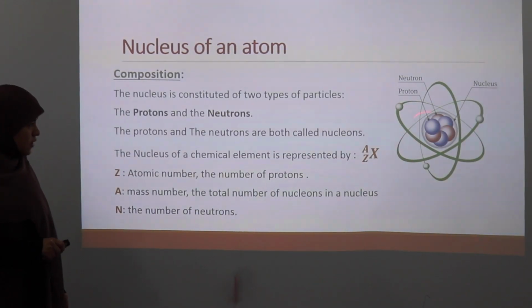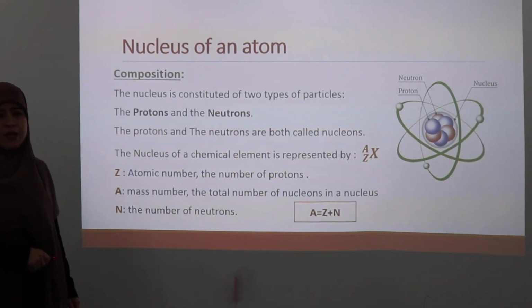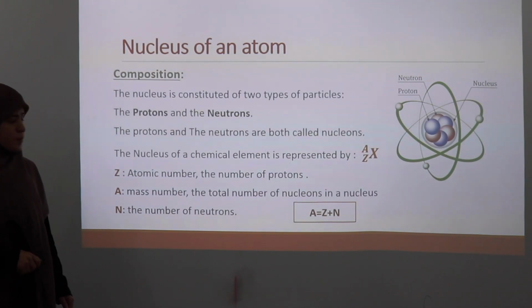So this is the shape of the atom, the model of the atom, which contains protons and neutrons. Around the nucleus, which contains protons and neutrons, there are electrons orbiting around the nucleus. There is a relation between the mass number A and the atomic number Z, such that A equals Z plus N. So A equals Z plus N.